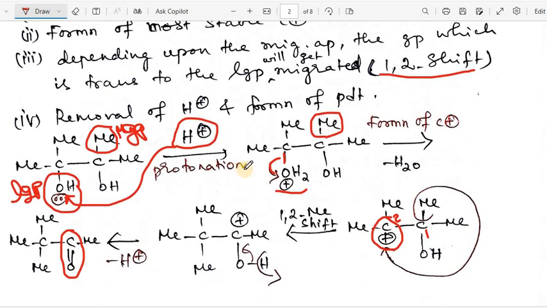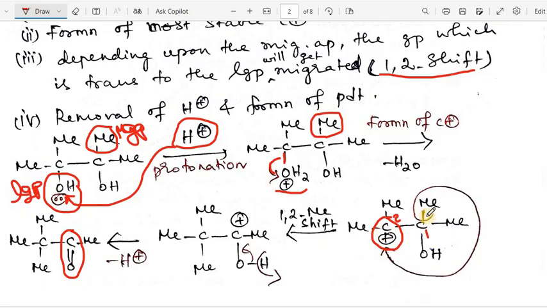Once again, let us go through this mechanism. First step is the protonation. H plus will attack the leaving group. There will be a formation of OH2 plus. Second step is a dehydration reaction, and there is a formation of carbonium ion. This H2O will get removed and there is a formation of positive charge on the carbon.